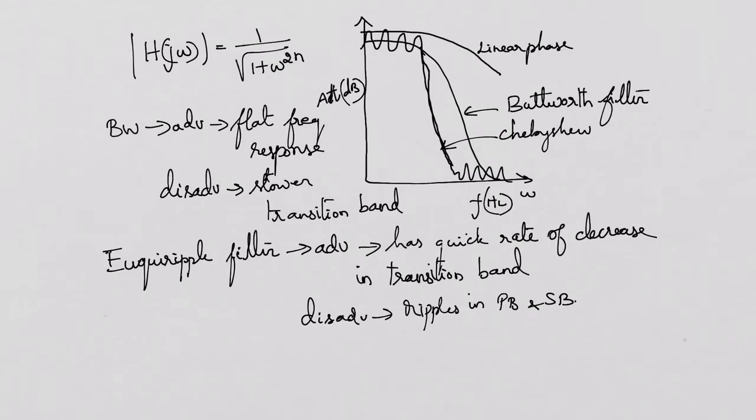Based on the existence of the ripples, you can classify the Chebyshev filter into two types, type 1 and type 2. If the ripples are present in the passband, it is called a type 1 filter, whereas if the ripples are present in the stopband, it is a type 2 filter. Then the third one is the FIR filter, which has a linear phase response, as well as a maximally flat response.